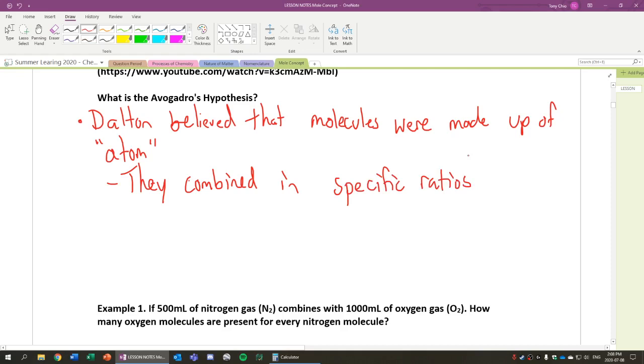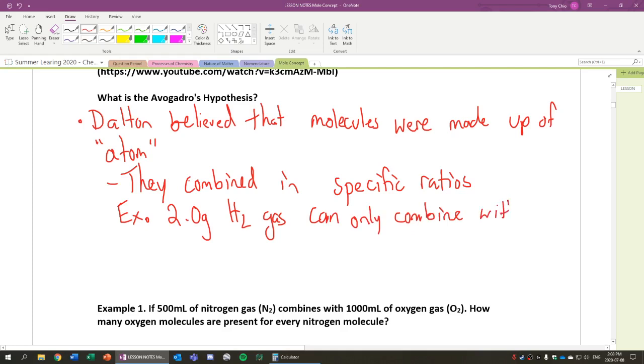So what does that mean? Well, for example, what he found was 2 grams of hydrogen gas can only combine with 159.8 grams of bromine gas, or in this case, bromine liquid, really. He found that that was the ratio that it formed. You couldn't combine, for example, 1 gram with 159.8 grams of bromine gas. So they had to combine proportionally.